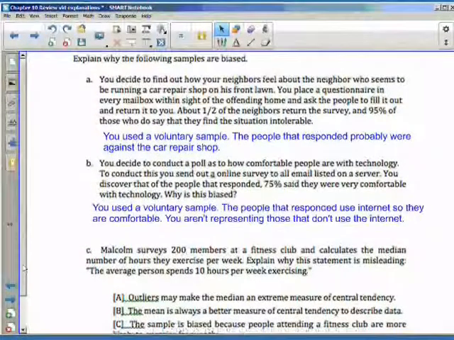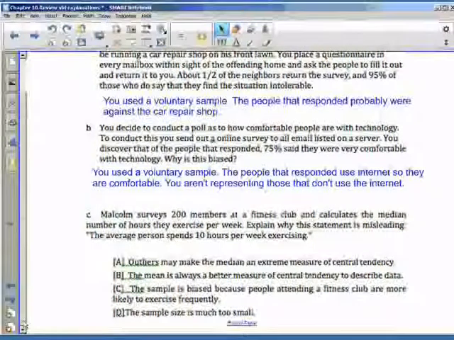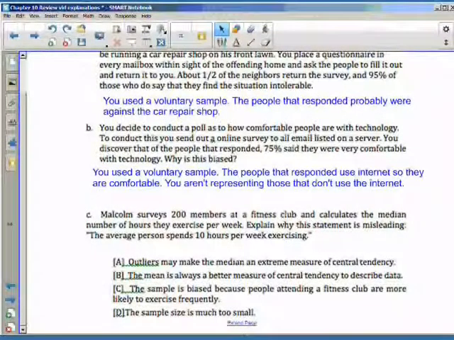And then this last one, Malcolm surveys 200 members at a fitness club and calculates the median number of hours they exercise per week. Explain why this statement is misleading. The average person spends 10 hours per week exercising. Well, in this sample, we've only looked at people attending a fitness club. The assumption can be that those people exercise more than those who don't attend a fitness club.